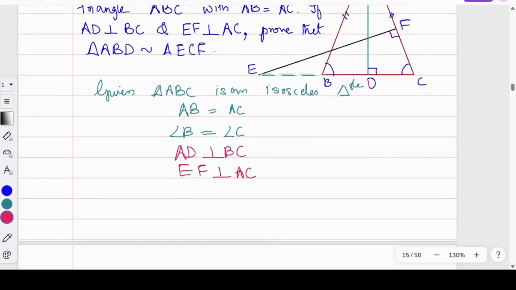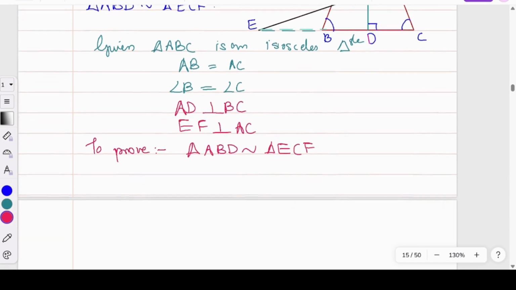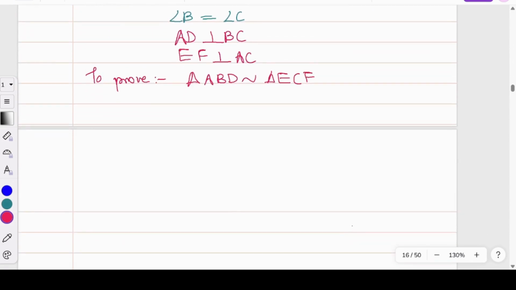What we have to prove? We have to prove that triangle ABD is similar to triangle ECF. So how to do that one? Let me first draw these two triangles separately. Which triangles? Triangles ABD and triangle ECF.